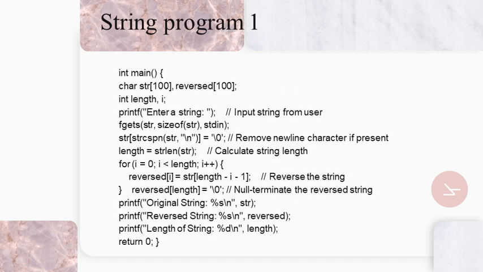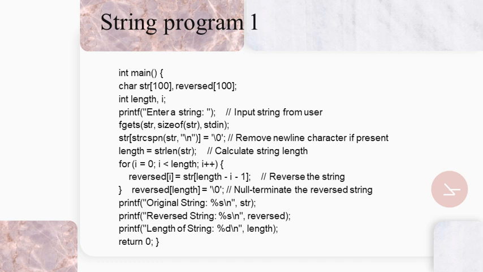Let's see an example for string manipulation. Here we have a character array named string of size 100 and another array, reversed, of size 100. And we have declared two variables of type integer, length and i, and we get the input string using the fgets function.